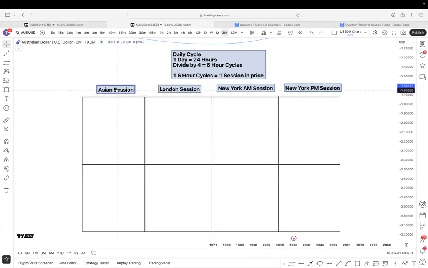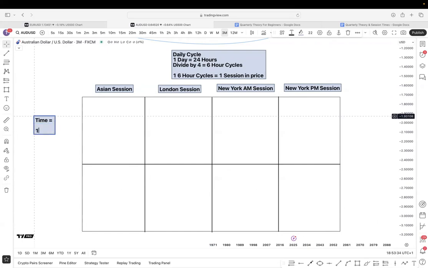And the cycle starts in terms of time. The first cycle, the daily cycle, goes from 11 p.m. until 11 p.m. UK time, which would be 6 p.m. until 6 p.m. Eastern time. So New York time.